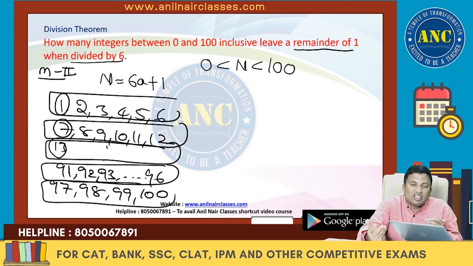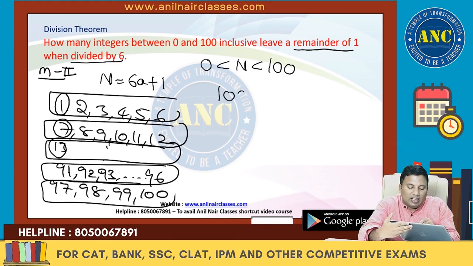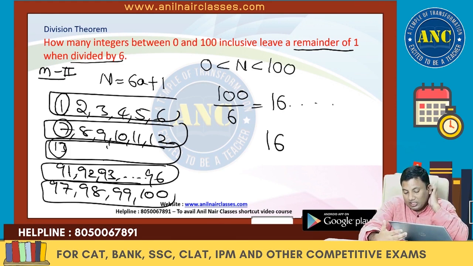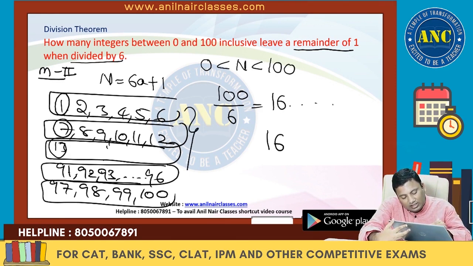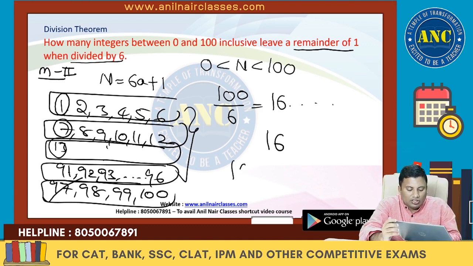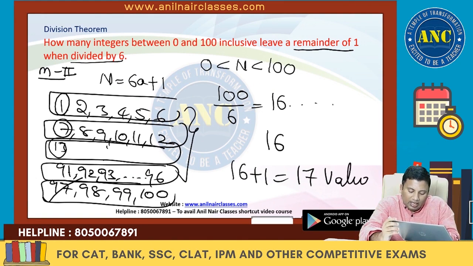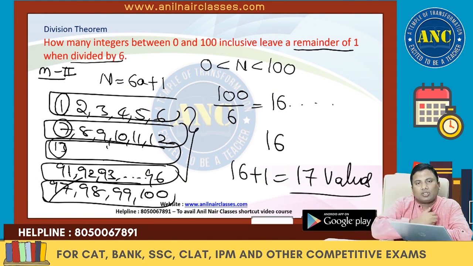How many such sets of 6 are there in 100? 100 by 6 is 16 point something. So 16 sets of 6 are there, up to 96. Another set also there, with another value. 16 plus 1 is 17 values. You can write the series and you can solve.